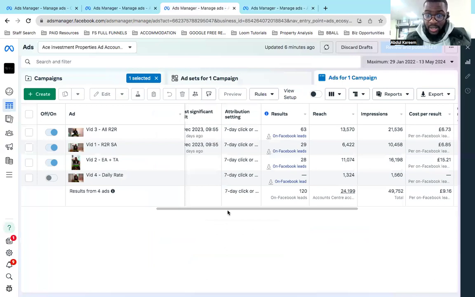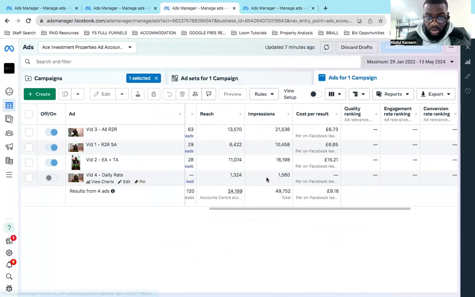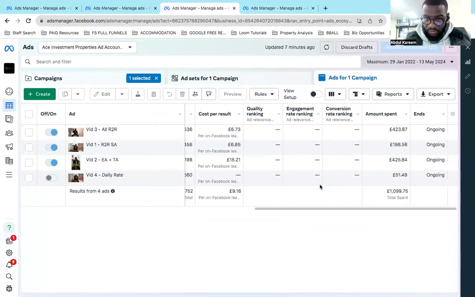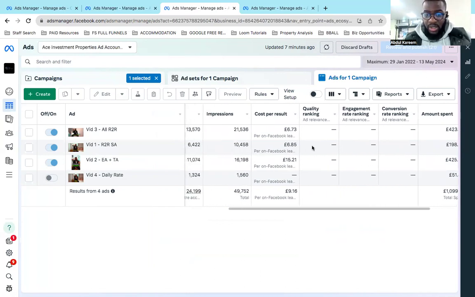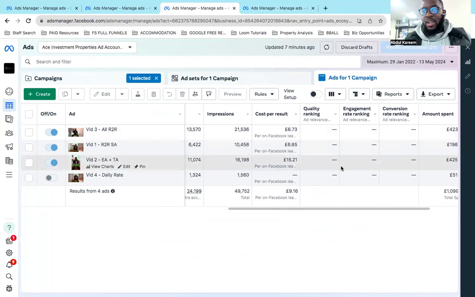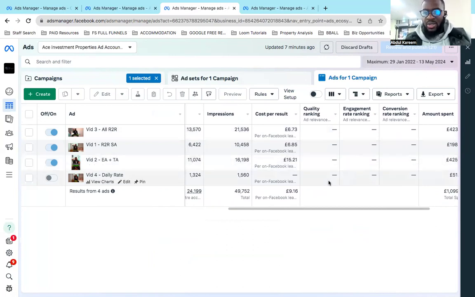You can see with this ad, I didn't really spend that much money. Usually, what did I spend total? £1,000. Usually, I spend 5,000 a month. This one, I was getting so many leads and so cheap, and the people that contacted me were so serious. I was like, I don't need any more.